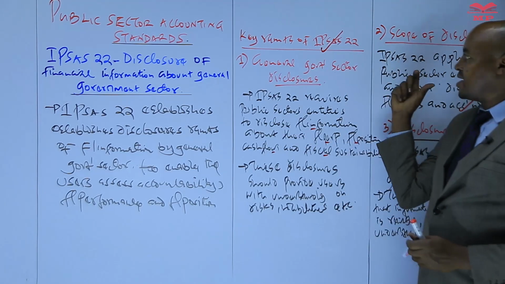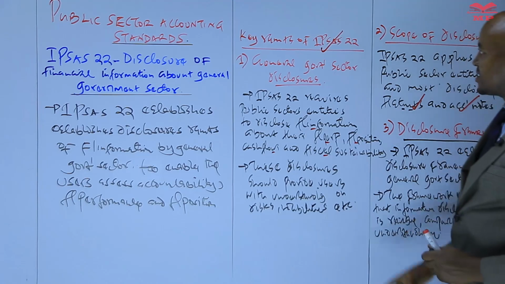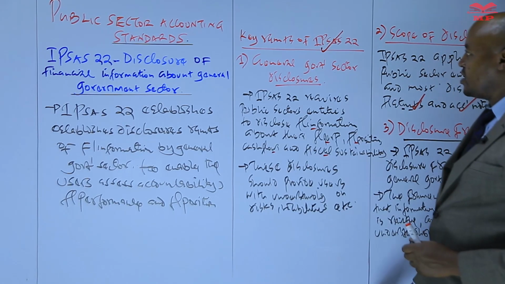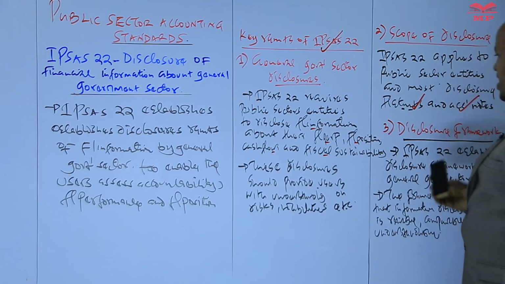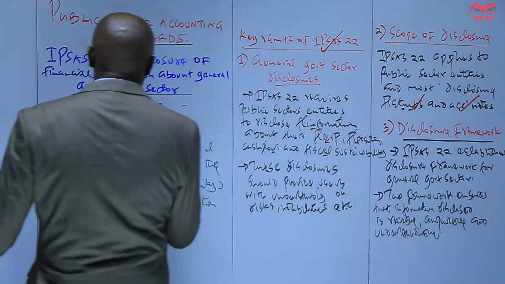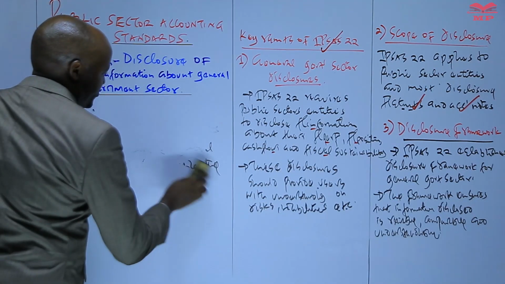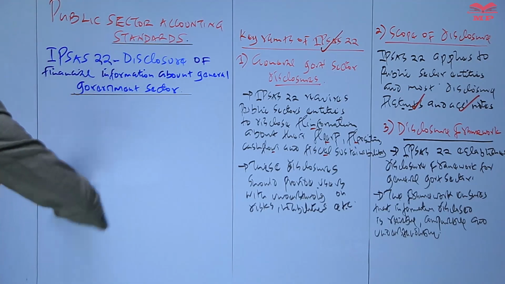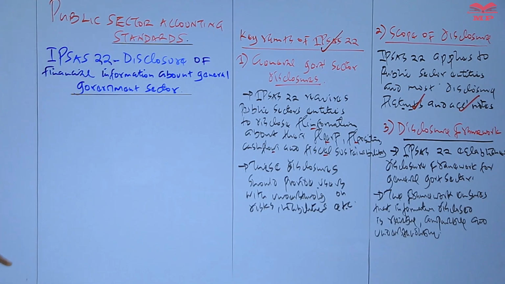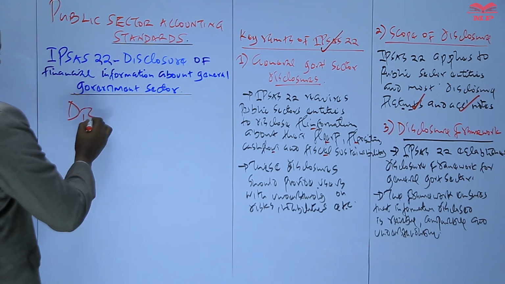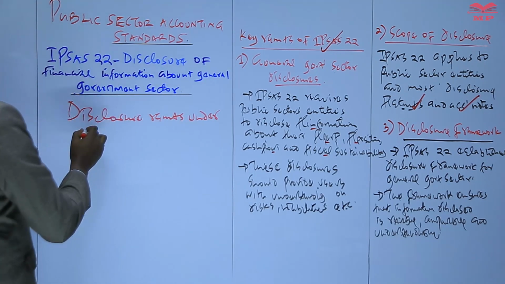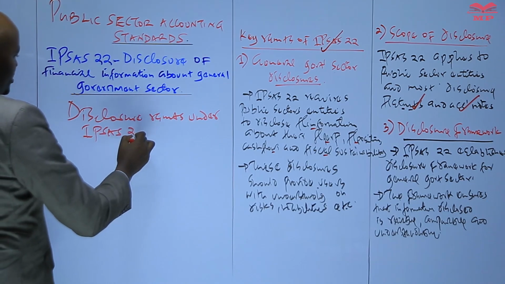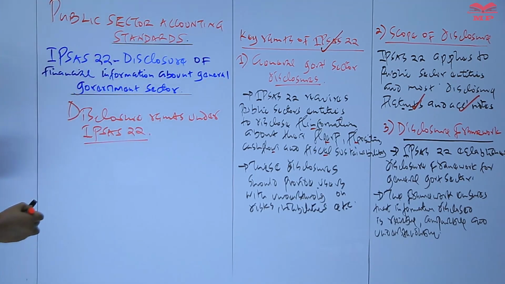So basically, those are the three key requirements under IPSAS 22. That is the general government sector disclosures, the scope of the disclosure, and the disclosure framework. So then finally, we look at the information which needs to be disclosed by the general government sector or by the public sector entity. So let's look at the disclosure requirements under IPSAS 22.